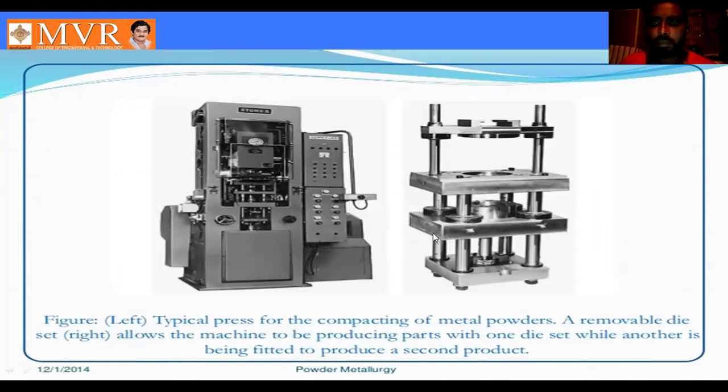So see here these compacting methods. The figure shows typical presses for the compacting of metal powders. A removable die set allows the machine to produce different parts. These are the left ones, these are the right ones. These machines are used to produce parts with one die set, while another is being fitted to produce a second product. So by using this one we produce one part, and these are also used to produce another part. So these are two compacting machines, and by using these two we make an object. So this is the compacting method.